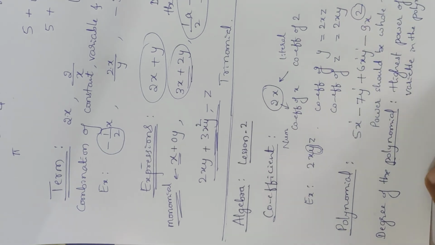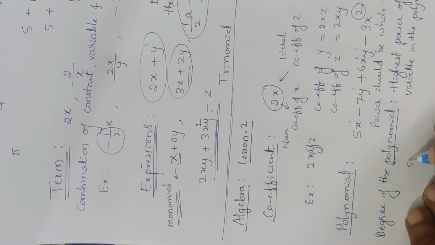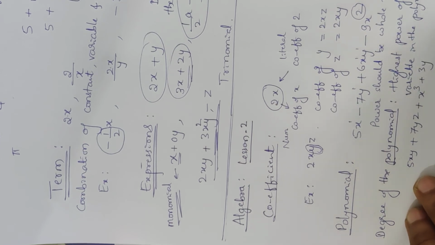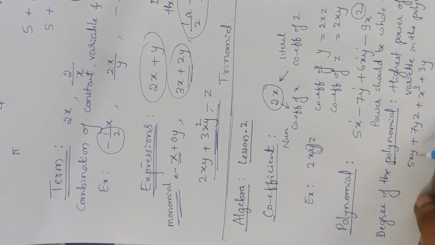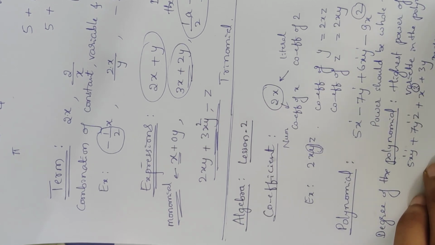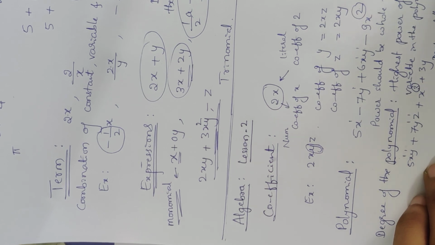Sometimes you will get a polynomial of this kind, like 5xy plus 7yz plus x cube plus 3y. Here these two together it is 2, these two together it is 2, but the highest power of the variable is 3. So the degree of the polynomial is 3 because that is the highest power. Okay, thank you.